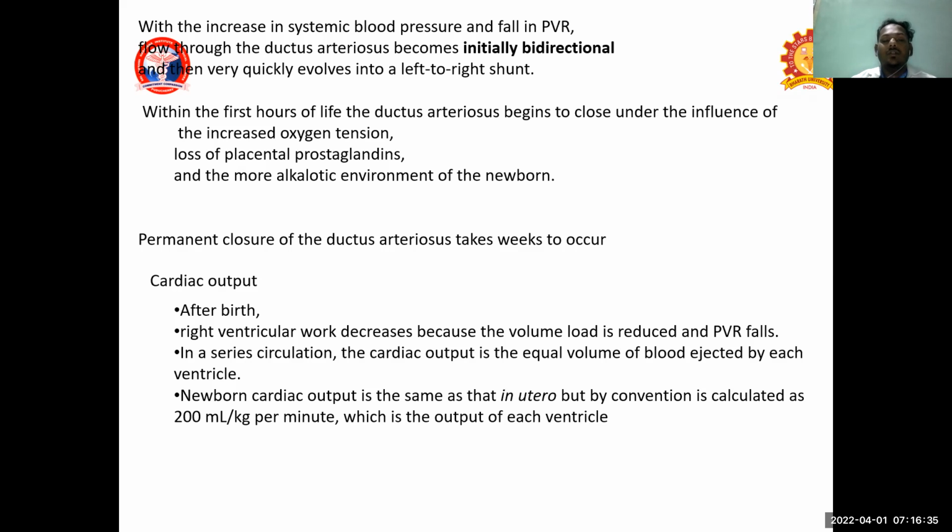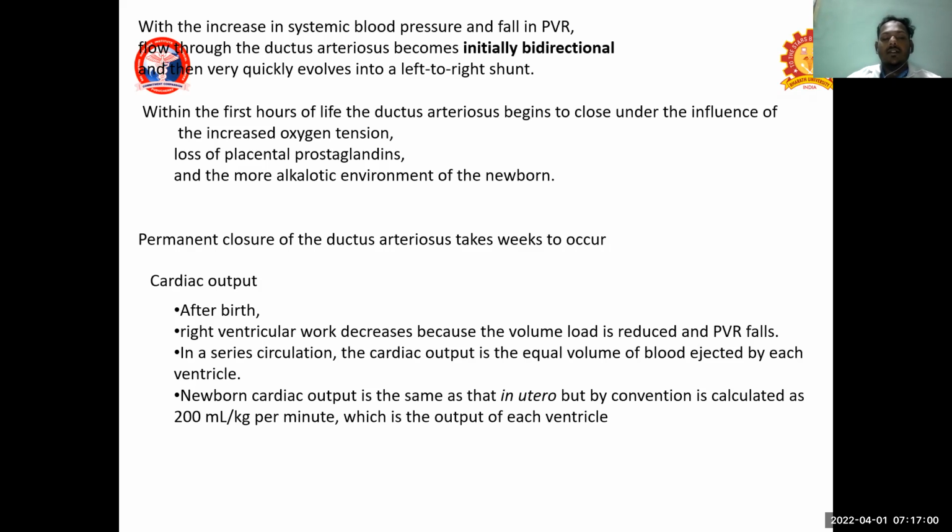Within the first hours of life, the ductus arteriosus begins to close under the influence of increased oxygen tension, placental prostaglandin loss, and the more alkalotic environment of the newborn. Permanent closure of the ductus arteriosus takes weeks to occur.